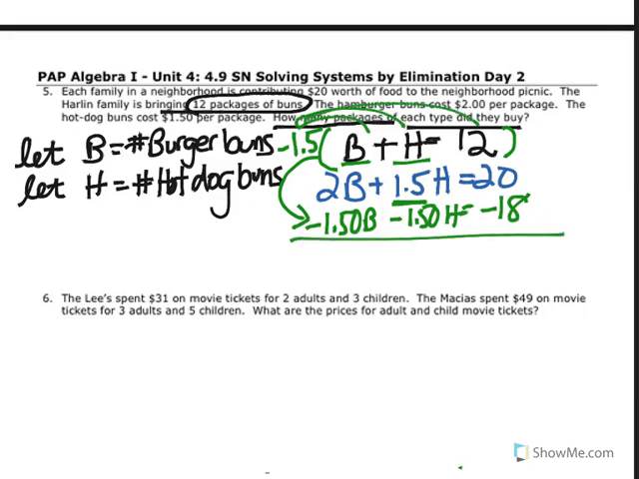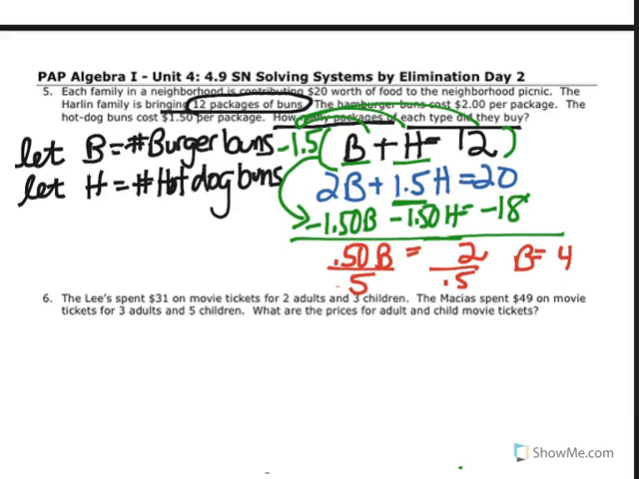Combine the equations, and we get 0.5, or 50 cents, B equals -2. Excuse me, not -2, just 2. So sorry about that. Now we divide by 0.5, and B equals 4. So that's the number of packages of burger buns they're going to bring.